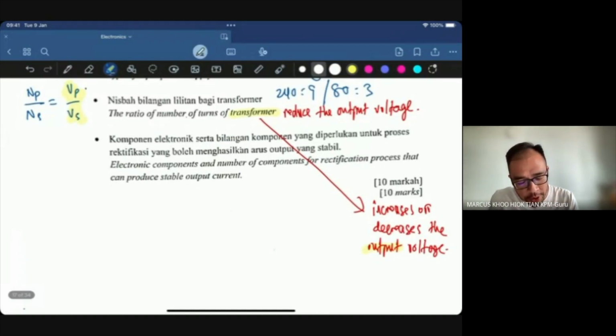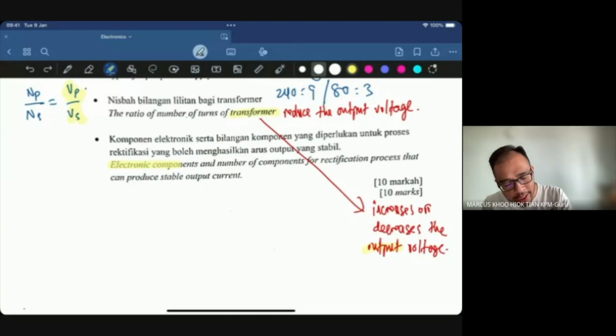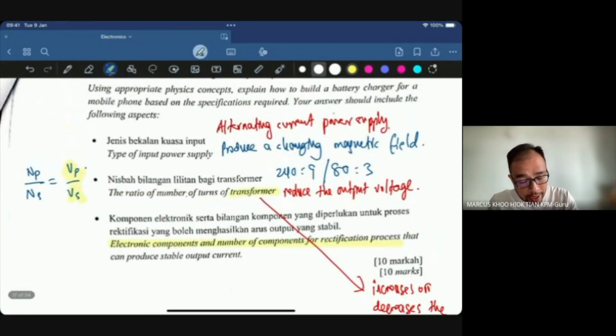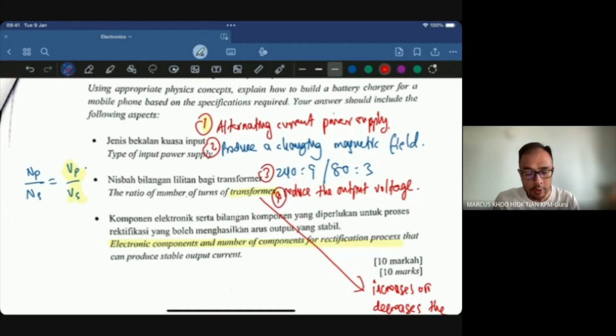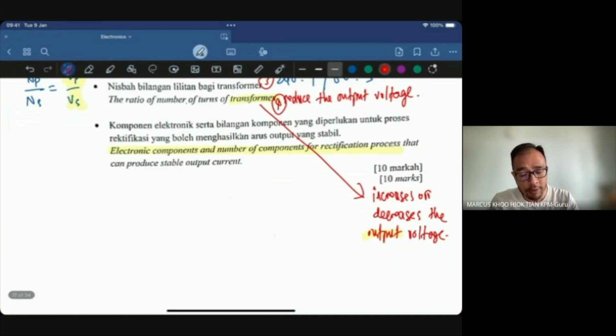Okay, electronic components and the number of components for the rectification process. So far we have one mark here, one mark here, the second mark, this is the third mark, this is the fourth mark. So I need to have another 6 more marks, which I need to have another 3 more points. I think the electronic components, if you're talking about rectification process, there are only 2.